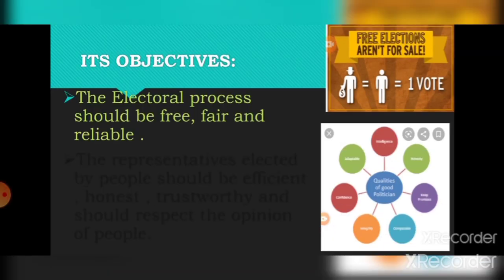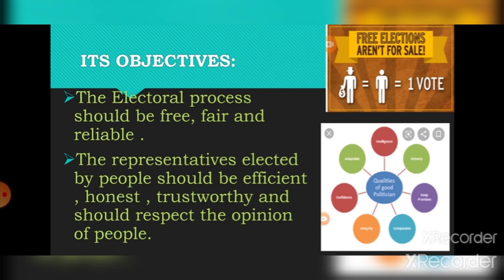Now coming towards the objectives of the Election Commission: the electoral process should be free, fair, and reliable. That means each and everyone should get a chance to vote. If the person is 18 years old and is a citizen of India, he has complete right to vote. Whether you are rich or poor, whether you are a man or woman, you have equal rights to vote.